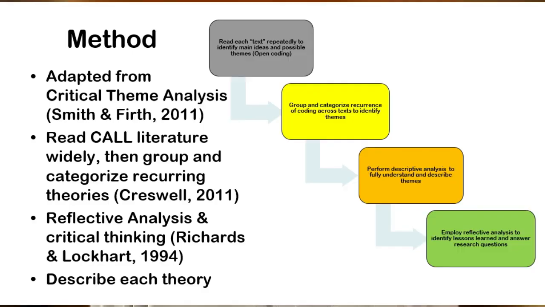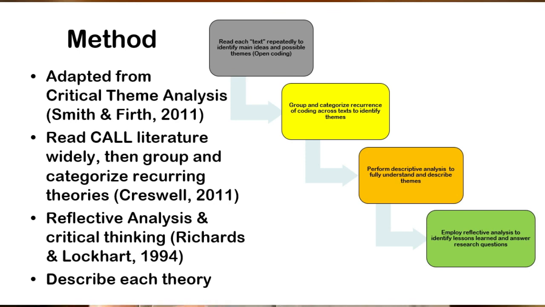Here is a diagram that shows our methodology. This was adapted from critical theme analysis. And in this case, the texts were the research papers that we read. So our process was to read each text repeatedly to identify the main ideas and possible themes. That's called open coding. And so what we were looking at was the findings of the research projects, the instructional design and the findings. We grouped and categorized them across the different papers to identify themes.